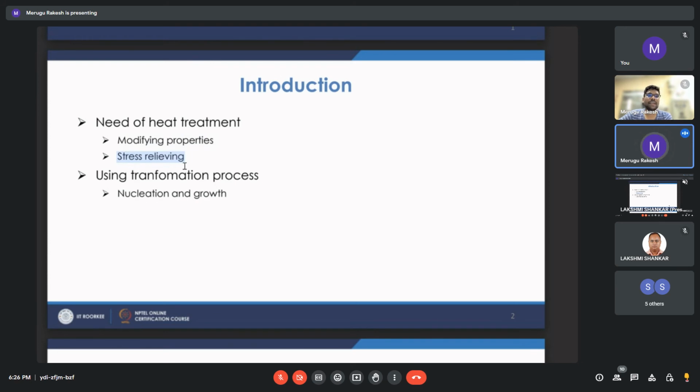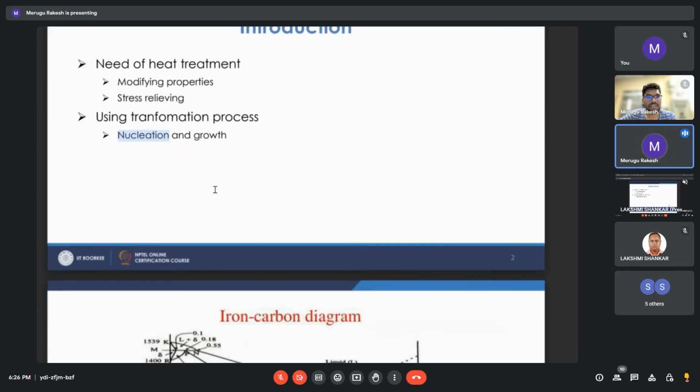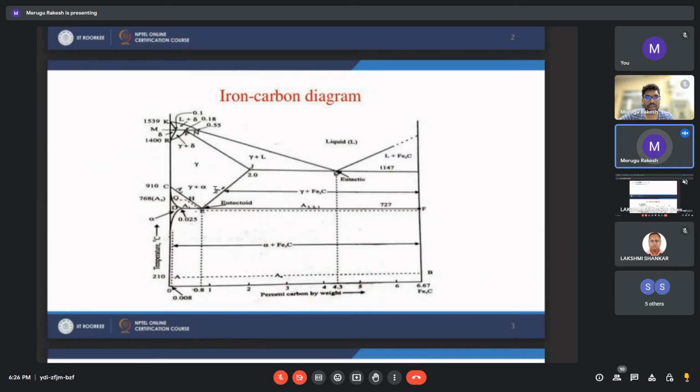So basically what happens during heat treatment is nucleation and growth of new precipitates, or new grains. The nucleation happens and then the growth happens, because in heat treatment we heat it, reach some temperature, and soak it there. When we soak it there, whatever nucleation happens, it grows. We'll see what things actually grow in this.